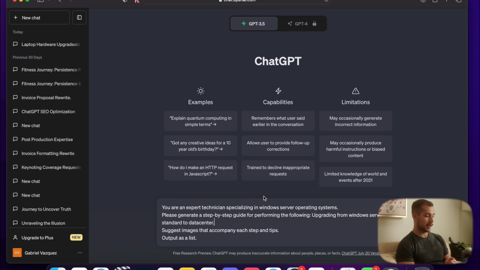So what we're looking for here is specifically expert level tips that are going to help us grasp this concept in further detail. So we told ChatGPT, you are an expert technician specializing in Windows Server operating systems. Please generate a step-by-step guide for performing the following: upgrading from Windows Server Standard to Data Center. And we have a couple more things here, so let's see what it does.